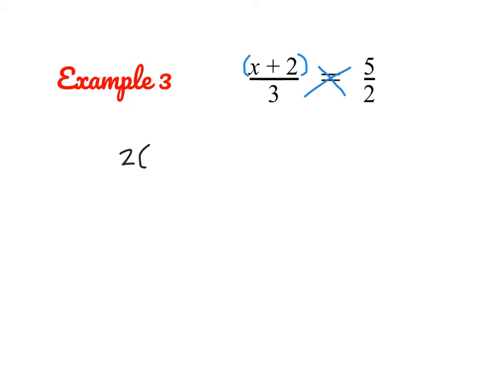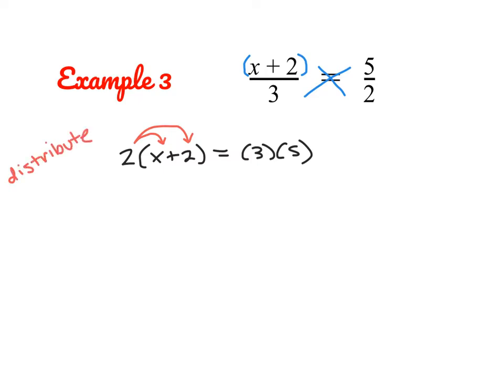2 times (x plus 2) equals 3 times 5. So the reason why we need to be very careful to do this is because we actually need to distribute. We need to multiply the 2 to the x and the 2. So remember, this is called distributing. So 2 times x is 2x, and 2 times 2 is 4.